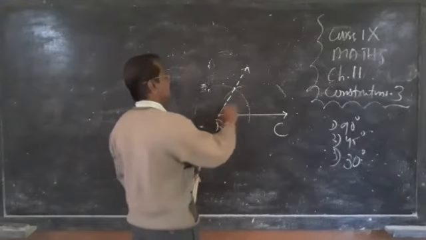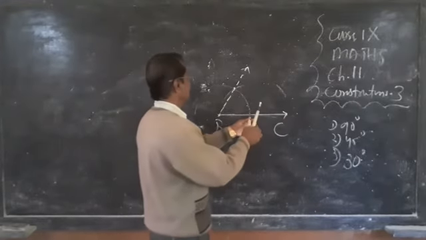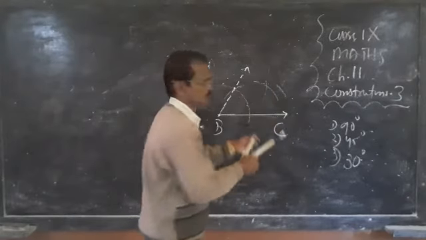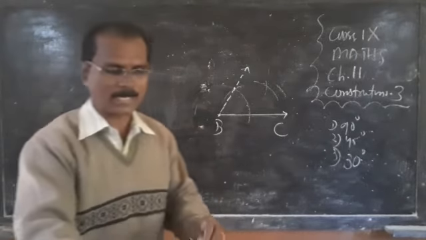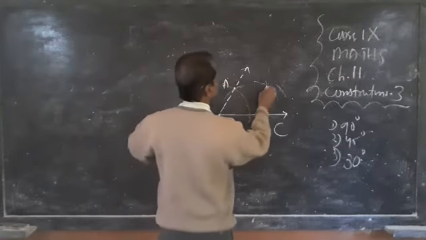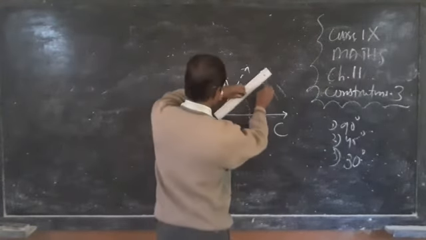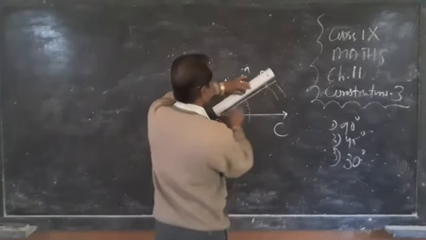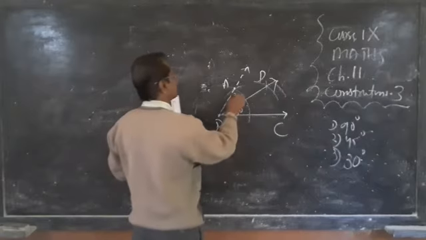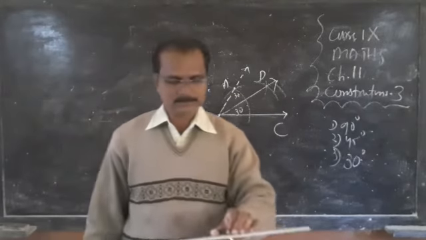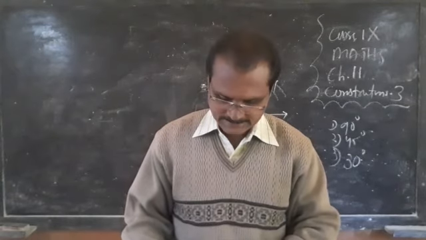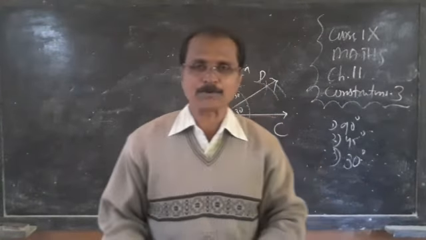So 30 degrees means the bisector of 60 degrees. From this point any radius, and from this point any radius. These two intersect at a point, which will be D. So construct ray BD. Angle DBC is 30 degrees, and this is also 30 degrees. Okay, 30 degrees.